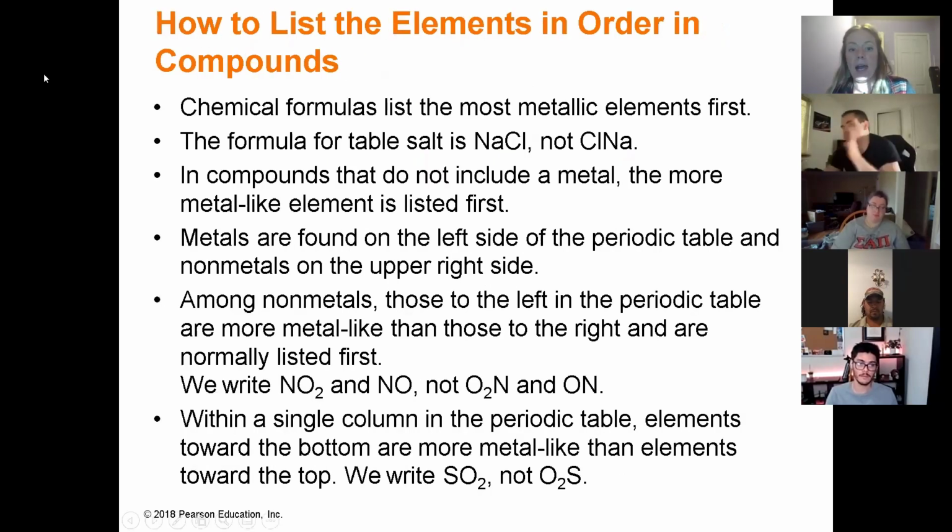With table salt, you'll see that it's written as NaCl and not ClNa. This looks very weird to me. It may not look weird to you instinctively because you haven't been doing a whole lot of chemistry, but this is the way we'd want to write it. And why is that the case? It's because if we have a metal and a non-metal, we're always going to write the metal first and then the non-metal second.